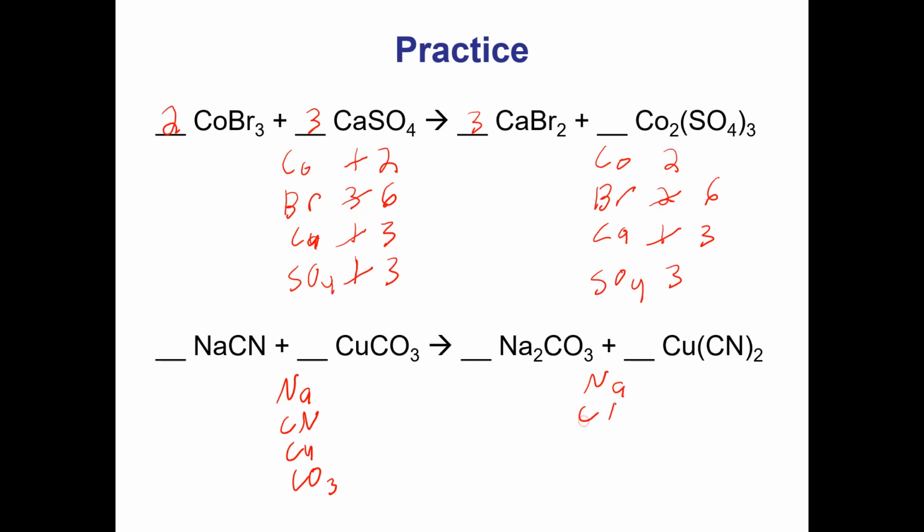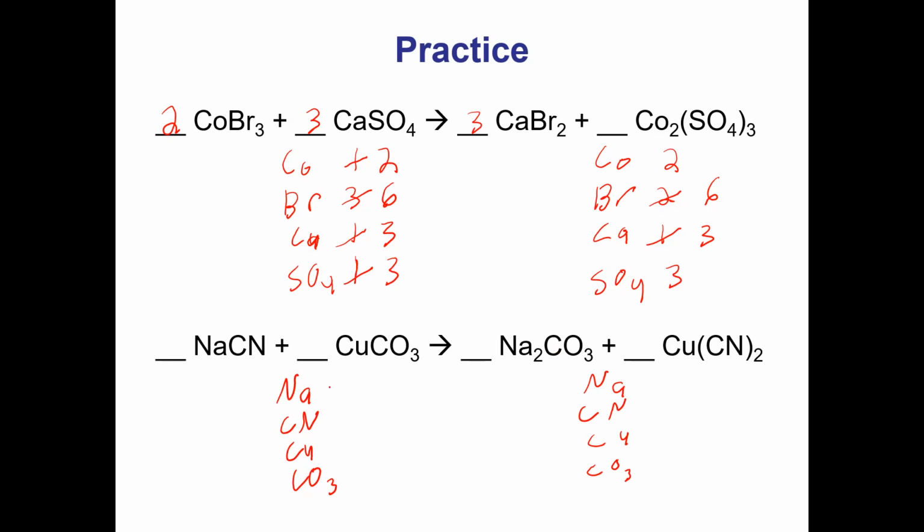So I'm going to make a list here of what I have. And notice I'm keeping the cyanide, which is one of your polyatomic ions, and the carbonate together. Those stay together as a unit, so we're just going to balance them as a unit and make our lives a little bit easier here.